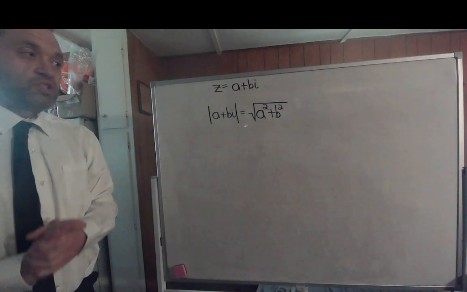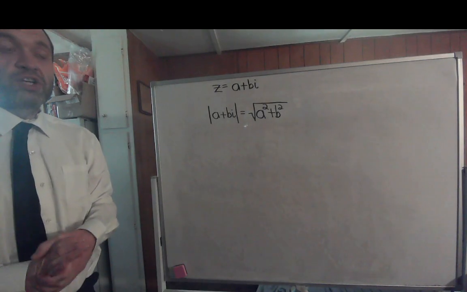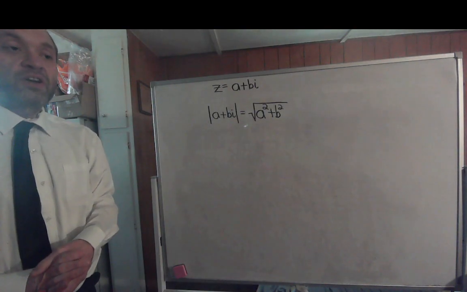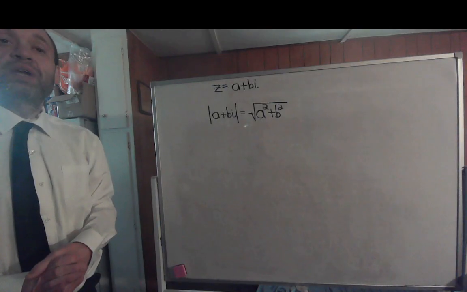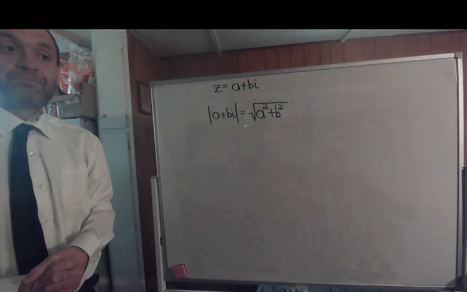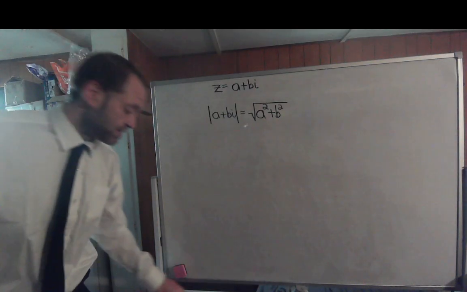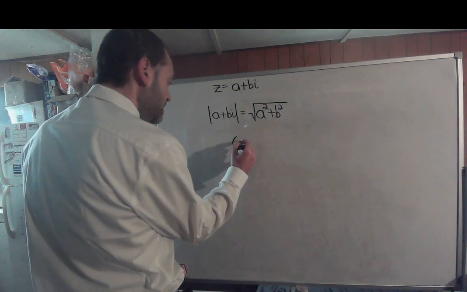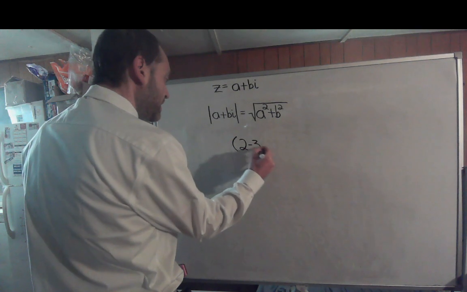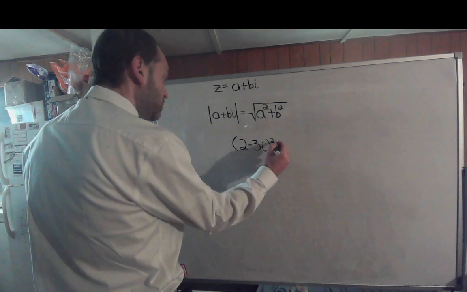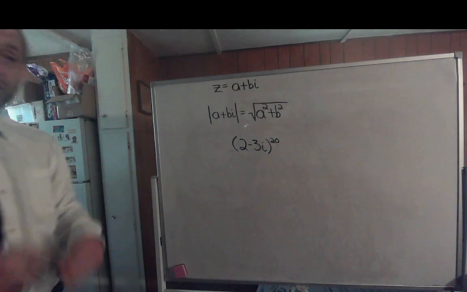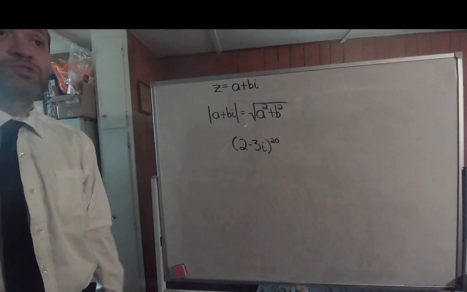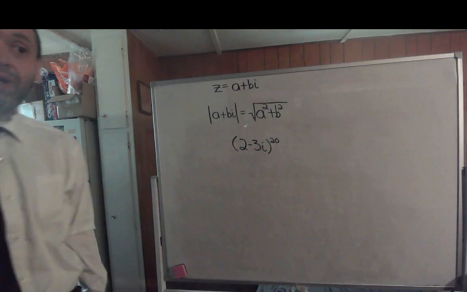So why would we want to convert these to trigonometric form? Well, it's very useful, especially when we go to take powers of complex numbers. Let's say you had something like 2 minus 3i raised to the 20th power. Of course you can use the binomial theorem, but you're going to be there for quite a long time trying to expand this to the 20th power.